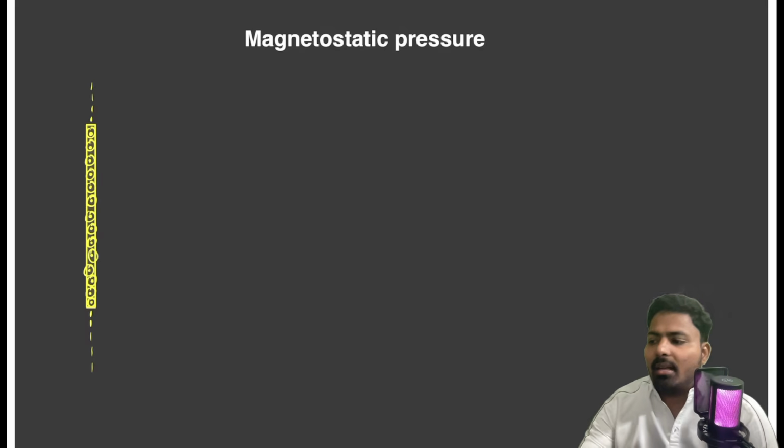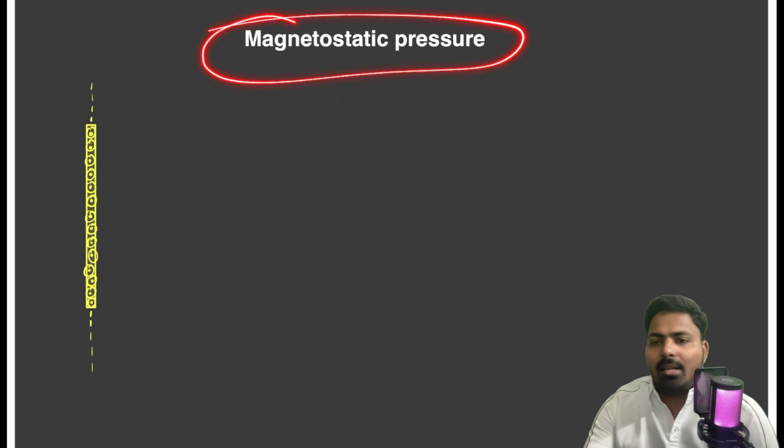So today we're going to see one very important topic, a very important concept from magnetism. First I'll explain the concept, and after that I'll take two or three examples. The concept that we are going to discuss today is magnetostatic pressure.